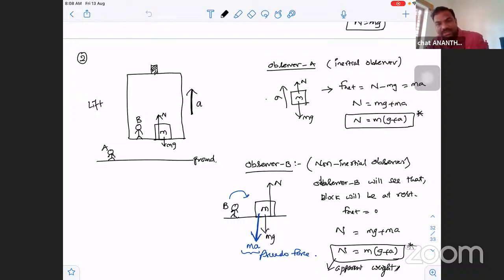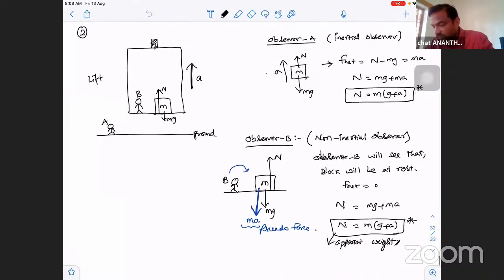If you are an inertial observer, then no need of pseudo force. You require the pseudo force when you are a non-inertial observer. If you are a non-inertial observer, then you will require the pseudo force. Okay. Clear? Second situation.